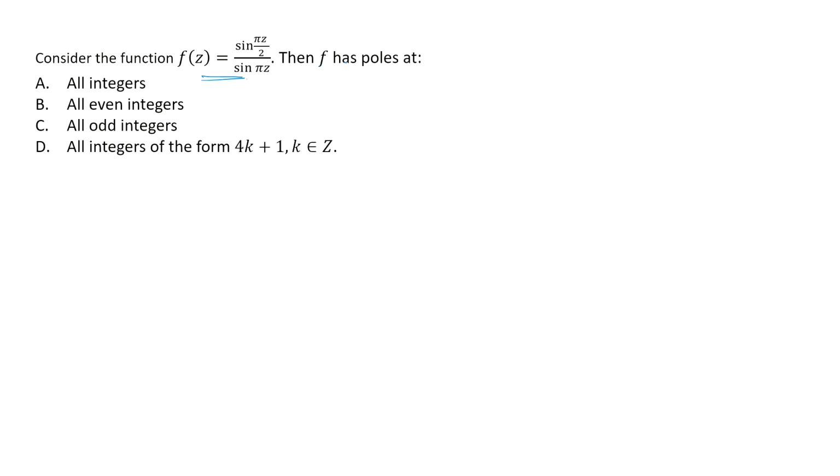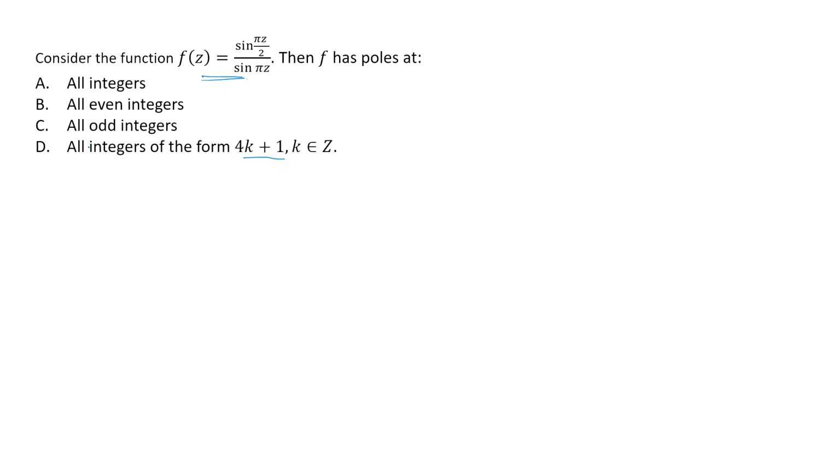Then f has poles at. So in the question they are asking us the points at which f(z) is having a pole. The first option is all the integers, the second option is all the even integers, the third option is all odd integers, and the fourth option is all the integers of the form 4k+1, where k is an integer. So we have to find which among the following are the true options, because we can have more than one answer as the correct option, as the question is from Part C.